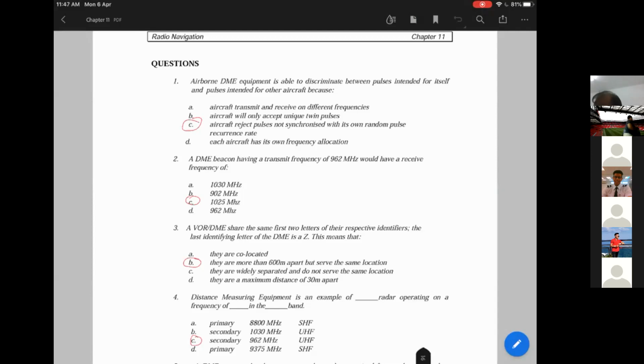Rajesh, question number 3, please. A VOR/DME share the same first two letters of their respective identifiers. The last identifying letter of the DME is a Z. This means that, bravo, they are more than 600 meters apart but serve the same location. Absolutely correct, Rajesh. Thank you, sir. Ayman.